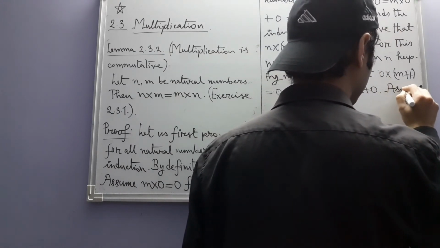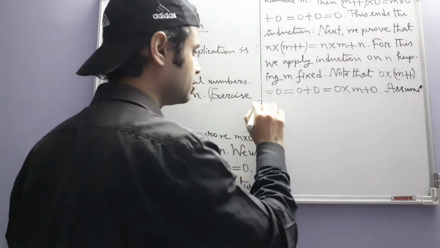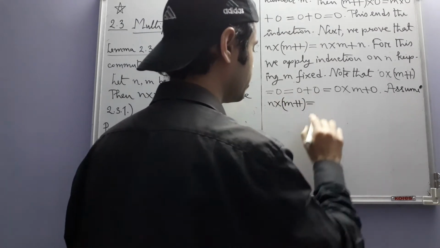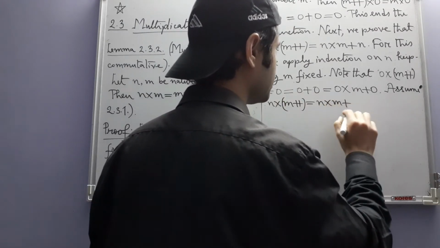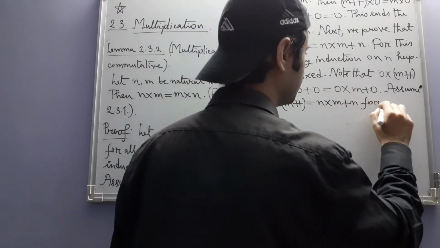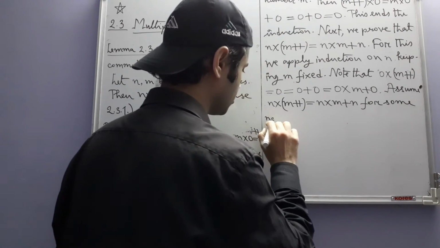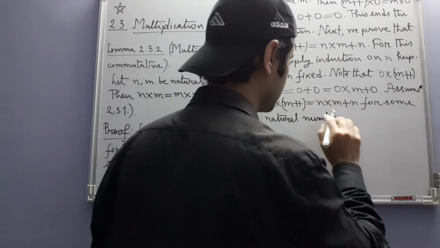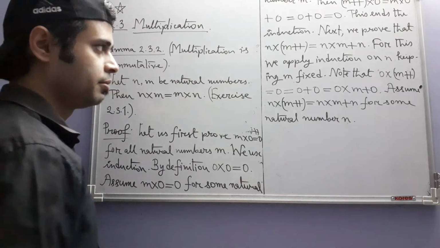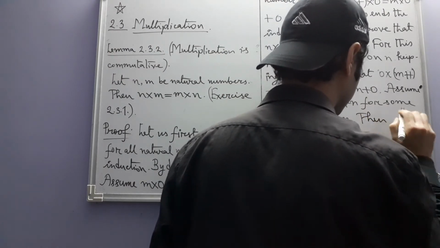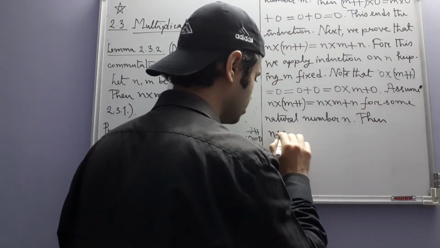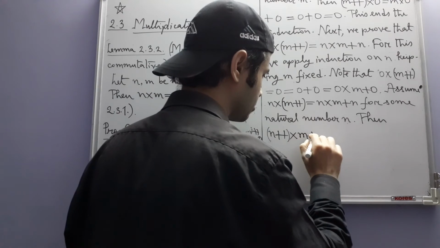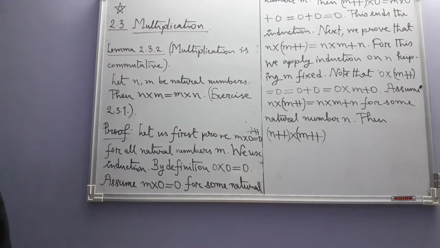Now I assume the induction hypothesis. Assume n cross successor of m is equal to n cross m plus n for some natural number n. Then now I need to calculate n plus plus cross m plus plus. Okay, let me first calculate this.